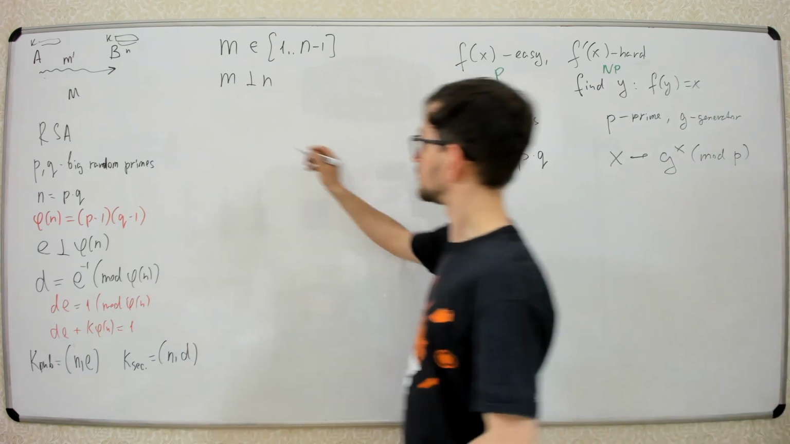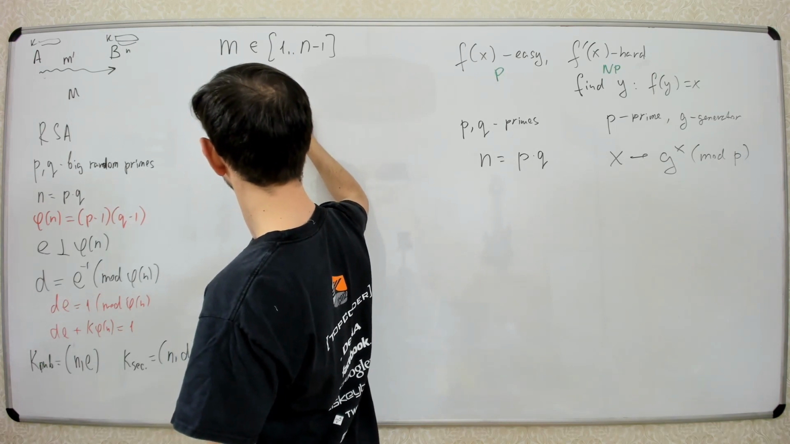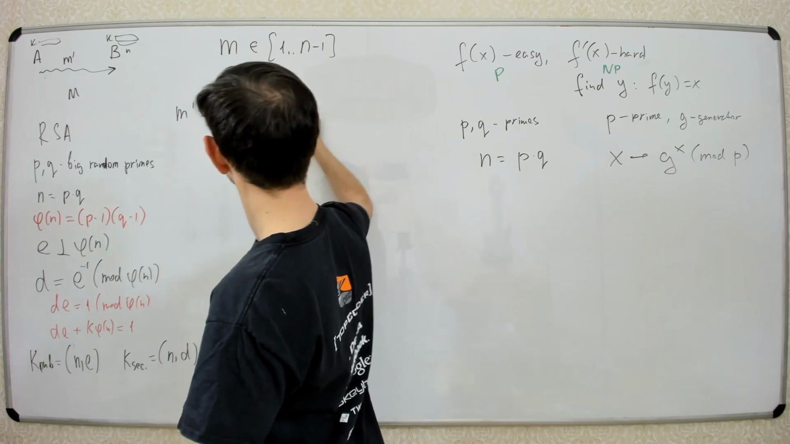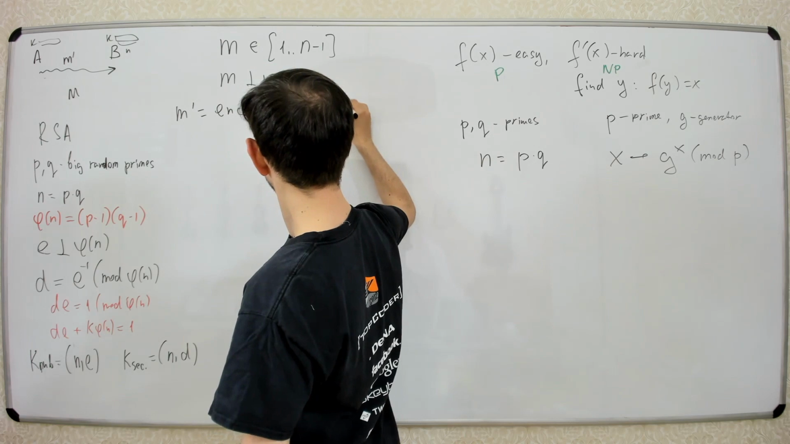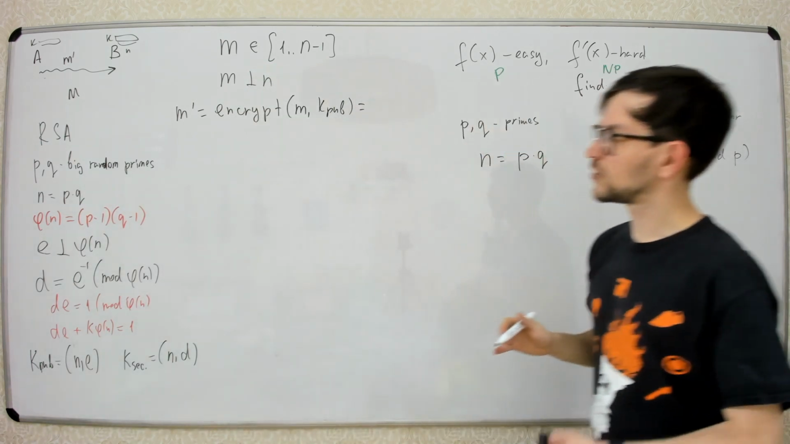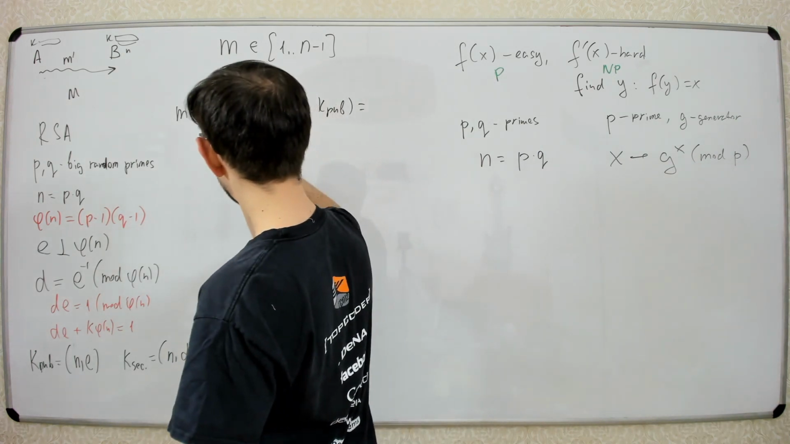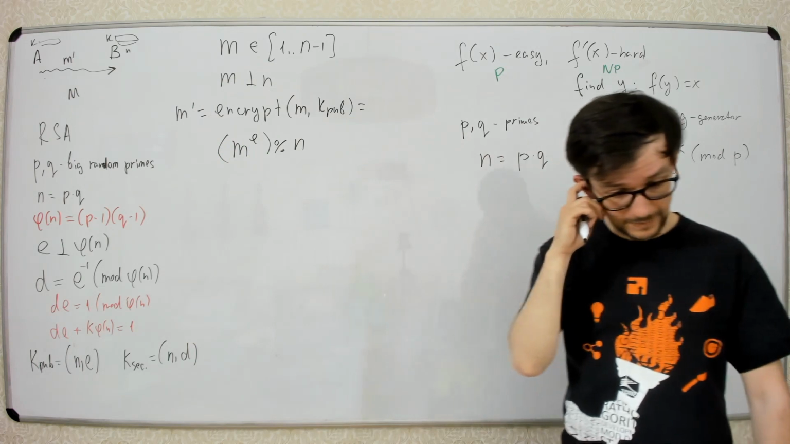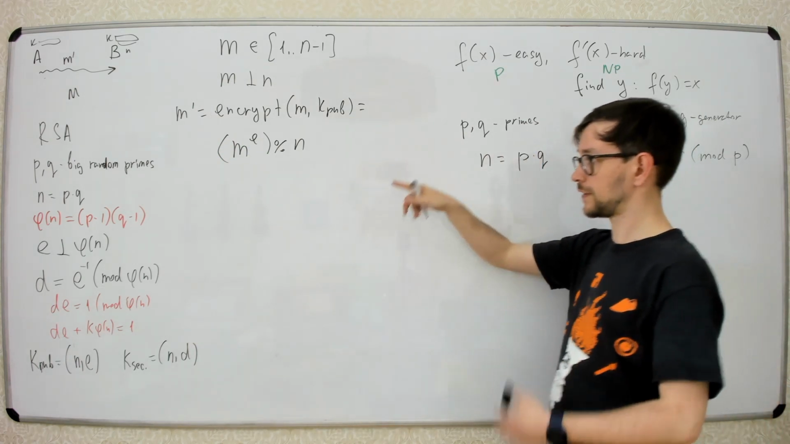Now, how to encrypt? We'll encrypt data like this. We will calculate the number which is m power e modulo n. Again, we'll just use binary exponentiation to calculate this number.